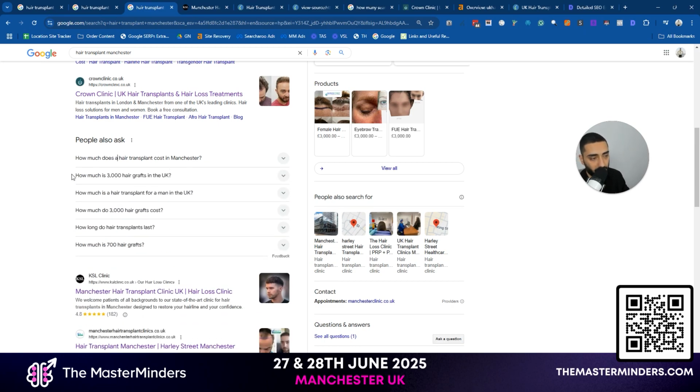So like, how much is 3,000 hair grafts in the UK? How much is a hair transplant for a man in the UK? Now, one thing to bear in mind with the people also ask is that certain questions are going to be very similar. So if you include one question, like how much is 3,000 hair grafts in the UK, and how much do 3,000 hair grafts cost, that doesn't mean you need two questions on your page for that. You can just have the one, and it's going to be sufficient.